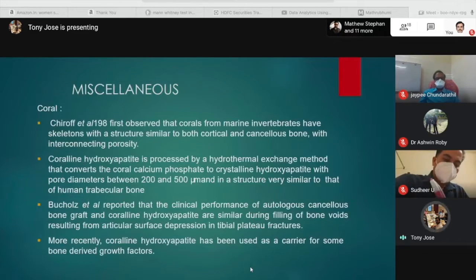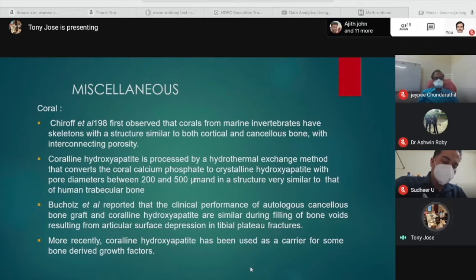The miscellaneous bone graft substitutes. First one is coral. Chiroff et al. first observed that corals from marine invertebrates have skeletons with a structure similar to both cortical and cancellous bone, with interconnecting porosity. So, coralline hydroxyapatite is processed by a hydrothermal exchange method that converts the coral calcium carbonate to crystalline hydroxyapatite with a pore diameter between 200 to 500 micrometers, in a structure very similar to that of human trabecular bone.